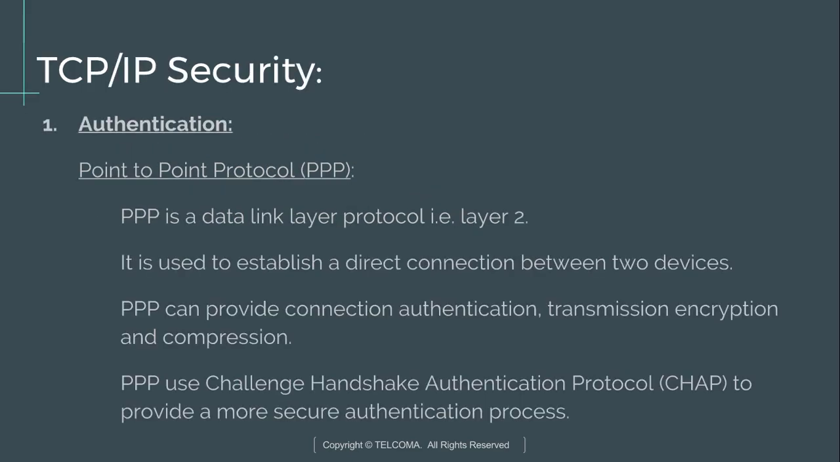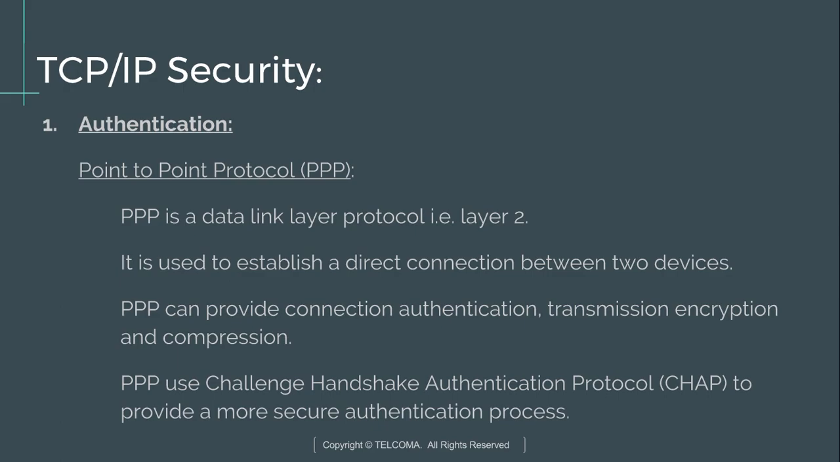The first authentication process is point-to-point protocol. Point-to-point protocol is a data link layer protocol, that is layer 2 of the OSI model, and it is used to establish a direct connection between two devices. Devices which are connected via direct connection can be authenticated using point-to-point protocol. Point-to-point protocol can provide connection, authentication, transmission, encryption, and compression.